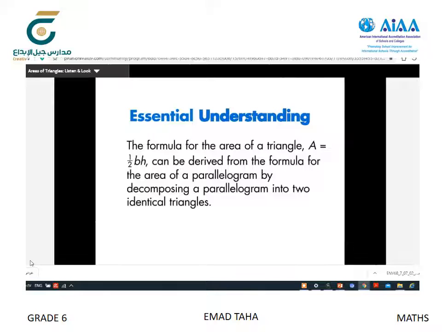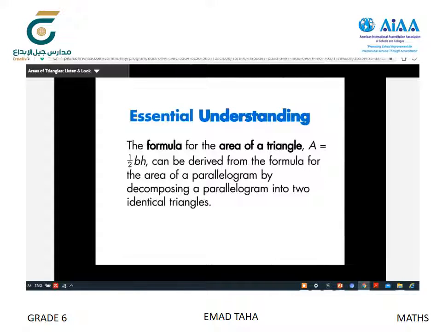The essential understanding for this lesson is the formula for the area of a triangle, A equals 1/2 times B times H, can be derived from the formula for the area of a parallelogram by decomposing a parallelogram into two identical triangles. Previously, students derived the formula for the area of a parallelogram. In this lesson, they decompose a parallelogram into two identical triangles to derive the area formula of a triangle.